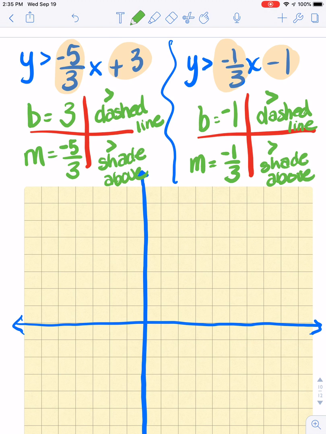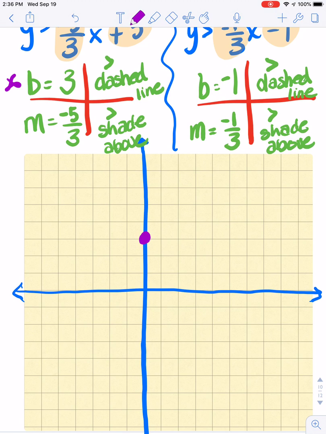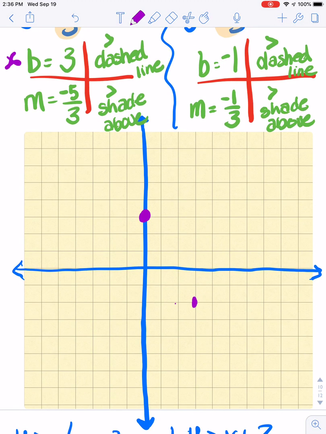Okay, now that information we're going to take and we're going to actually graph on our grid down here. So we're going to start with this part first. So we're going to go to positive 3 on our y-axis. And then if the slope is negative 5/3, I'm actually going to go down 5 and over 3. And if I had room, I might do it one more time. 1, 2, 3, 4, 5, 2, 3.